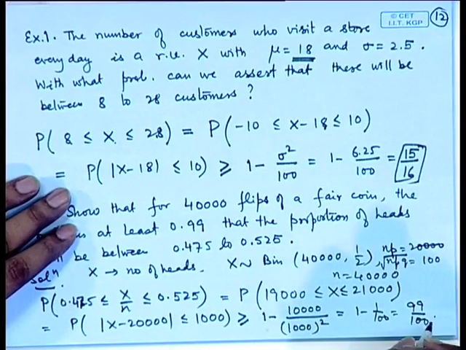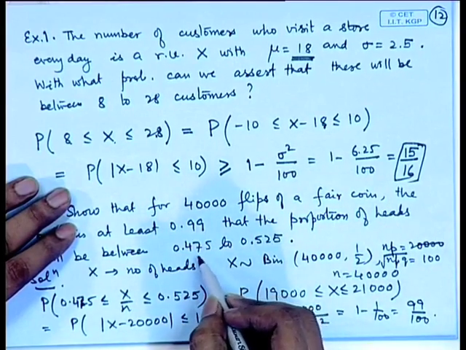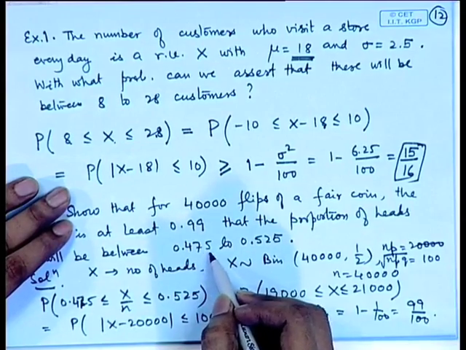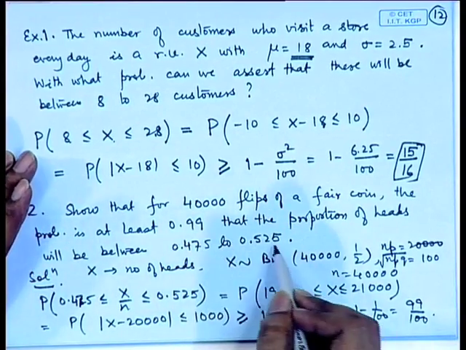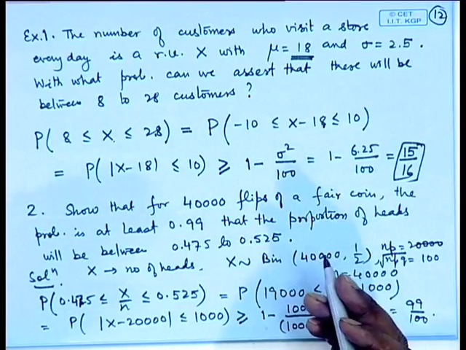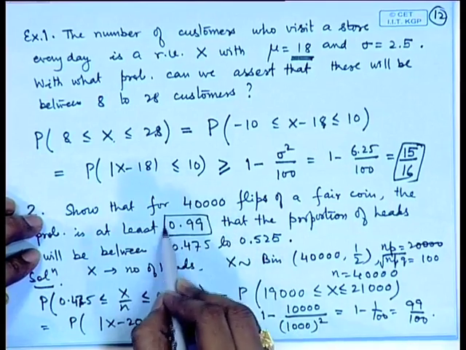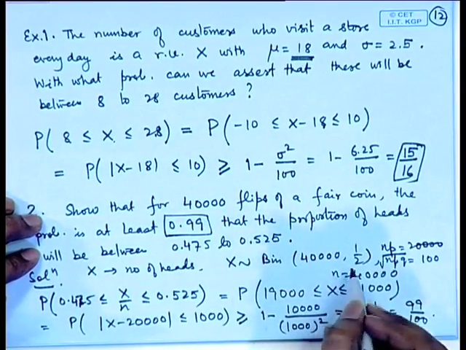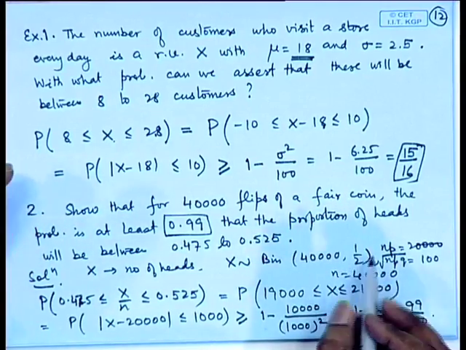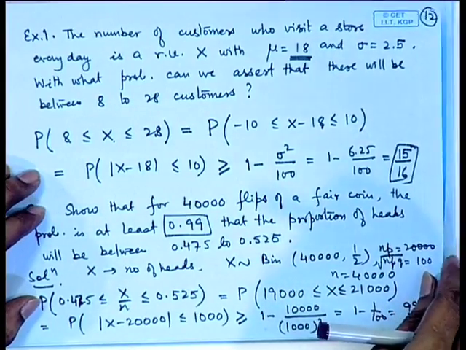So, if it is a fair coin, the proportion of heads between 0.475, that is 47.5%, to 52.5% in 40,000 tosses of a fair coin, the probability is at least 0.99. Here we can even get an exact value of this, but that is too complicated. So, it is a simple solution for a complex looking situation.